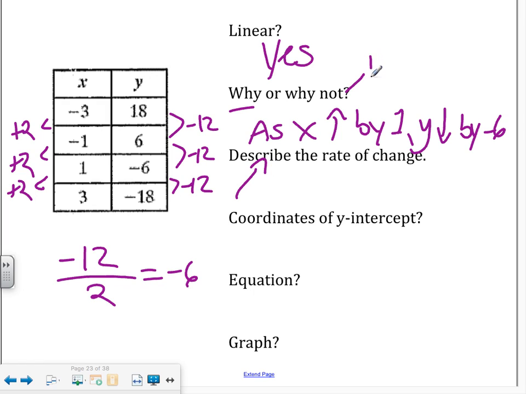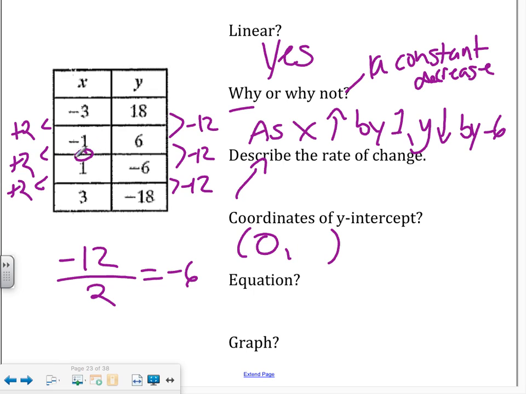So why is it linear? It has a constant decrease. Okay, and that constant decrease is in the dependent variable y as x increases by 1. So what are the coordinates of the y-intercept? We know x needs to be 0. We see that we don't have 0 in the table, but we know that it's going to be right here. And that's halfway between -1 and 1. We also know as x increases by 1, y is decreasing by 6.